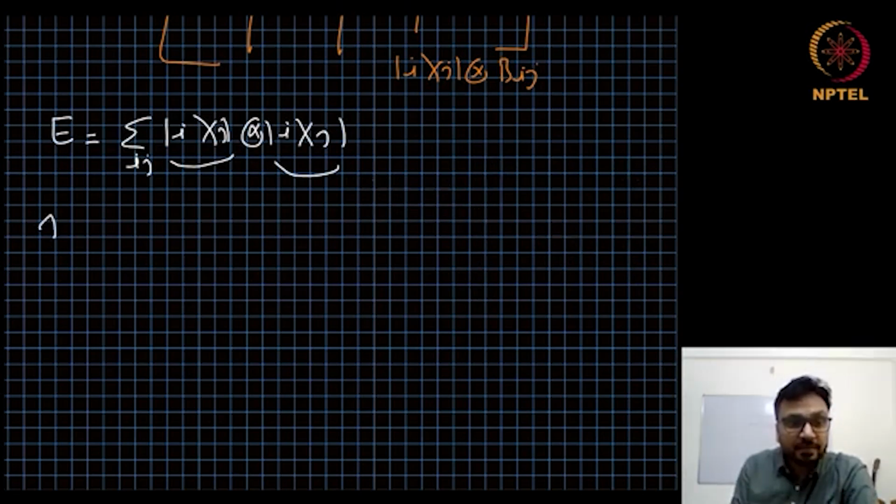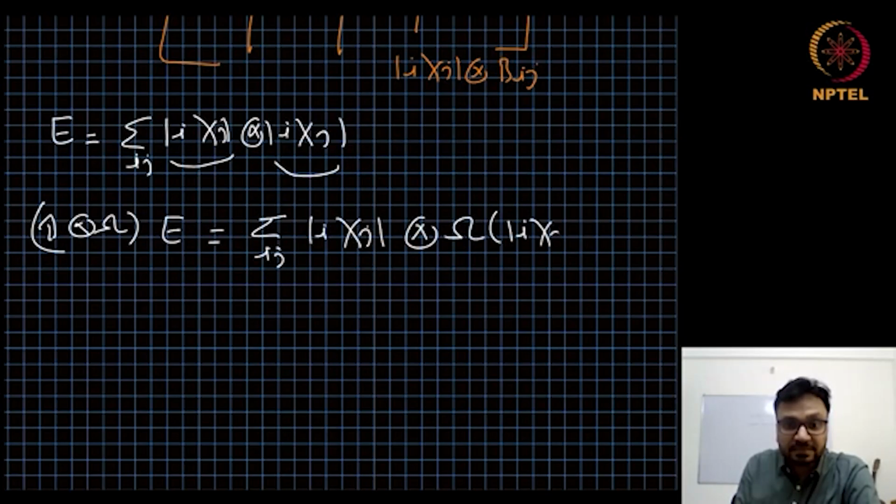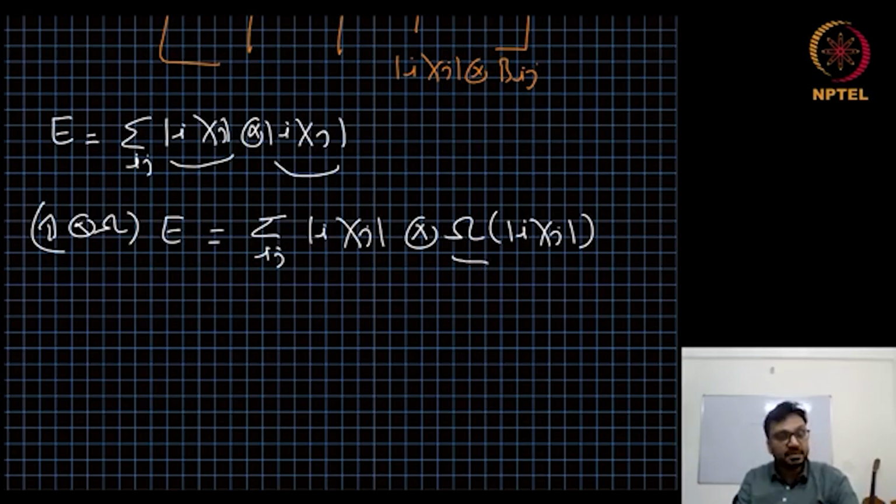Now if we apply the completely positive map on E, it will be the sum over ij of |i⟩⟨j| tensor omega acting on Eij. We don't know the exact action of omega on the Eij element, but the only thing we know for sure is that since omega is a completely positive map and since E is a positive operator, then I tensor omega acting on E is also a positive operator. Let us call it E prime. So E prime is a positive operator.